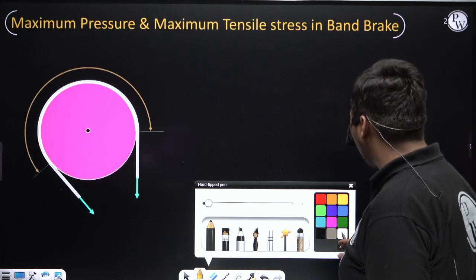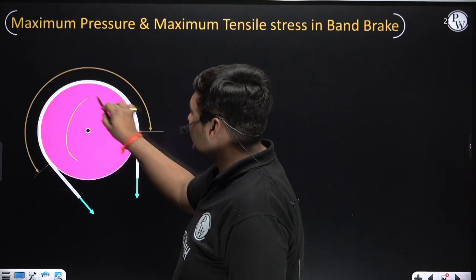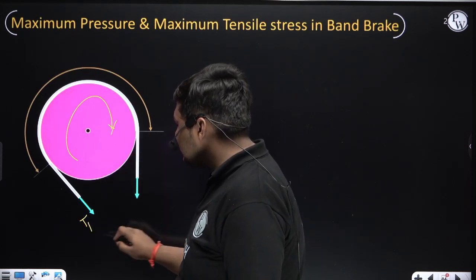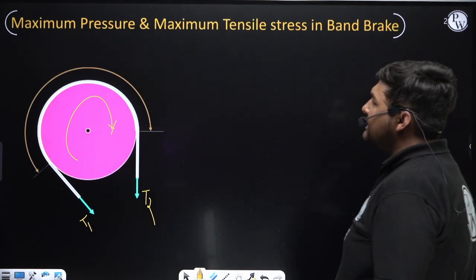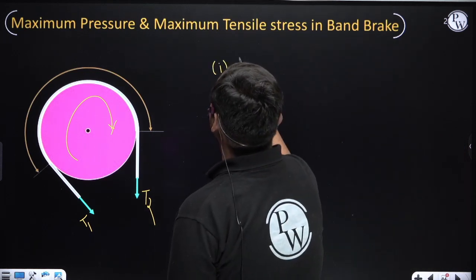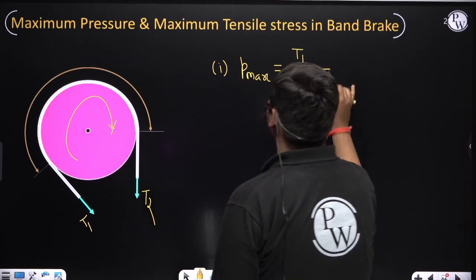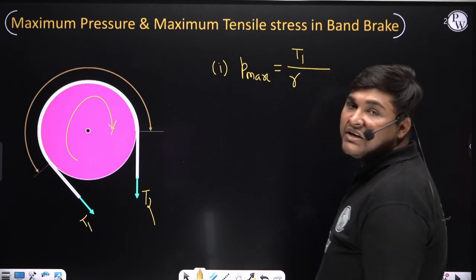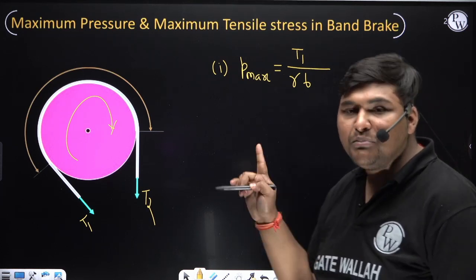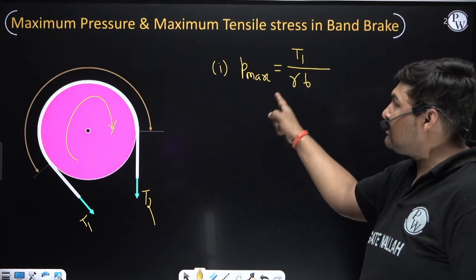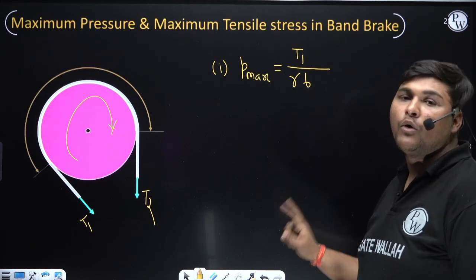Now you have to remember some important relations regarding band brake. Suppose here in this diagram, drum is rotating clockwise. If it is rotating clockwise, this side will be tight side, that is side of tension T1. This side will be slack side, this is side of tension T2. Now, sometimes examiner may ask what will be the maximum pressure in drum. So remember the relation of maximum pressure in drum is T1, tight side tension, divided by R, radius of drum, into B, width of the band. I am not going into derivation. You have to remember the maximum pressure in drum will be T1 upon RB.